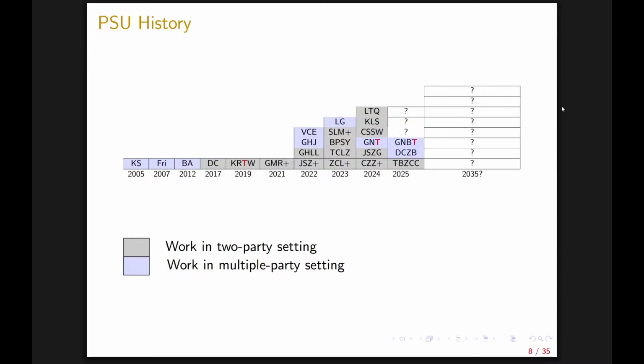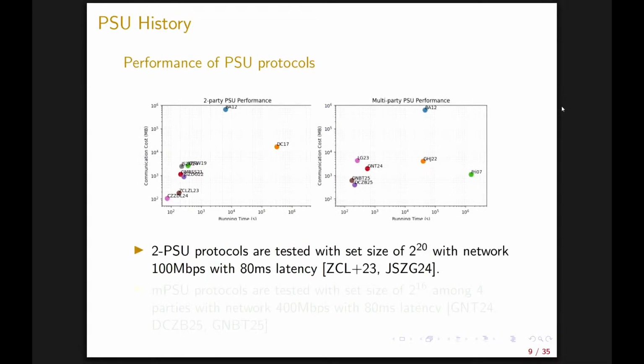There are several works on the two-party setting, but not many on the multiple-party setting. I have a good picture here about the state of the art in two-party. Let's say I use 1 million items with a very slow network. The state of the art right now is still under 1 minute. It's not as good as PSI, but in some sense still practical.